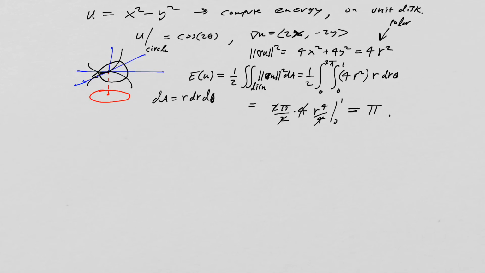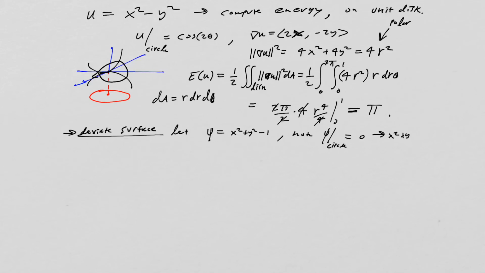So now we're going to do a correction. I want to deviate the surface. Again, I'm just checking to see what happens if I make a change to the surface. So I'm going to say let psi equal x squared plus y squared minus 1. Note that psi evaluated on the circle is going to be equal to 0. That's because x squared plus y squared minus 1 is equal to 0 on the circle, right? Because the circle is defined as x squared plus y squared equal to 1.